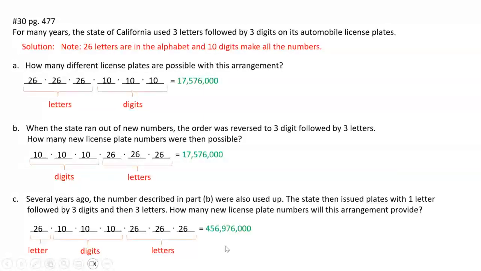Multiply them out. It's going to give you 456,976,000. If you notice, guys, it went up by almost 440 million just by adding 1 letter. And I believe, guys, that's the way they did it when cars were barely built. Every car had a license plate. So the more cars that were built, the more letters they had to add, or digits, because every automobile has to have a different license plate. I mean, this is for each state.